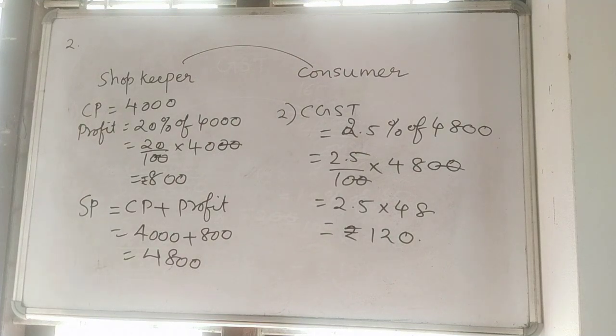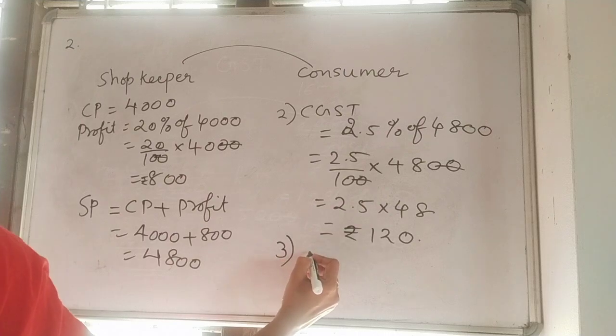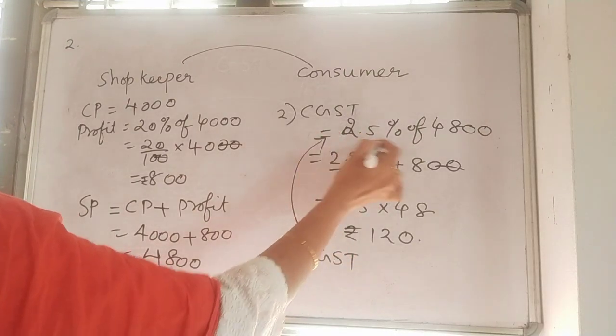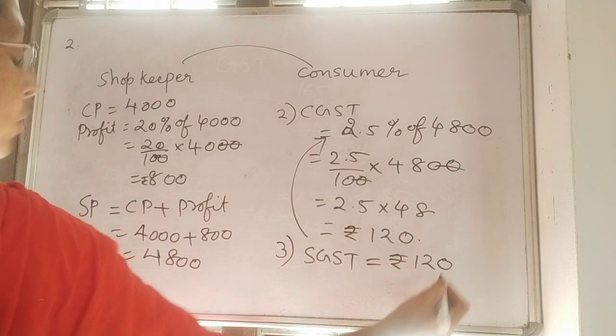The third part is SGST paid by the consumer. CGST and SGST are both 2.5%, so it is the same thing. So SGST also will be the same 2.5% of 4,800, rupees 120.